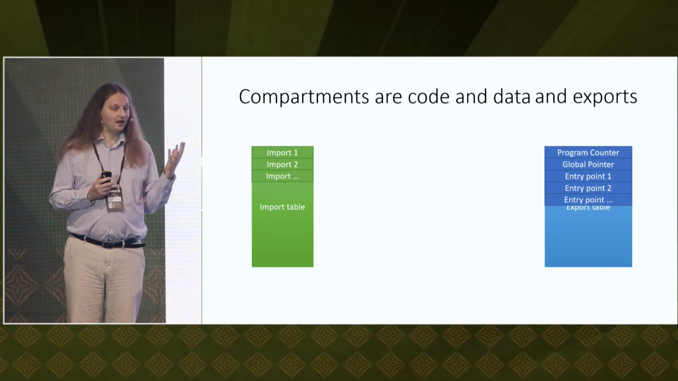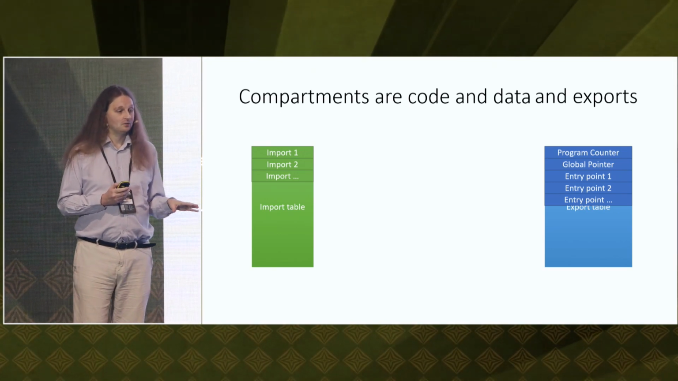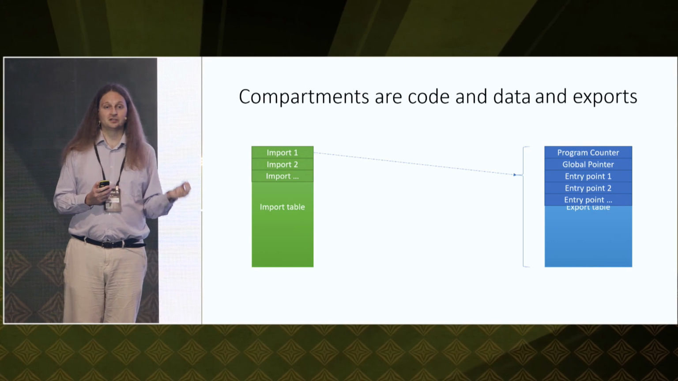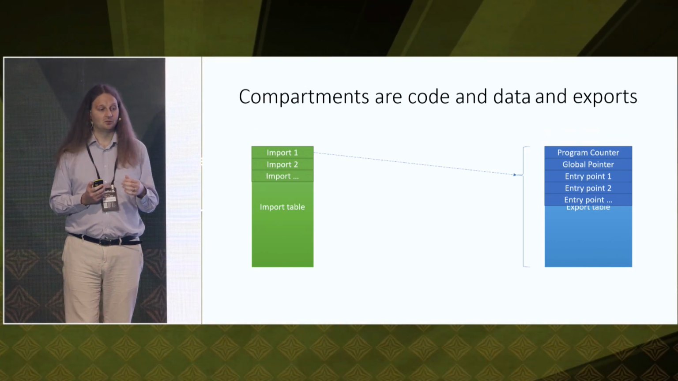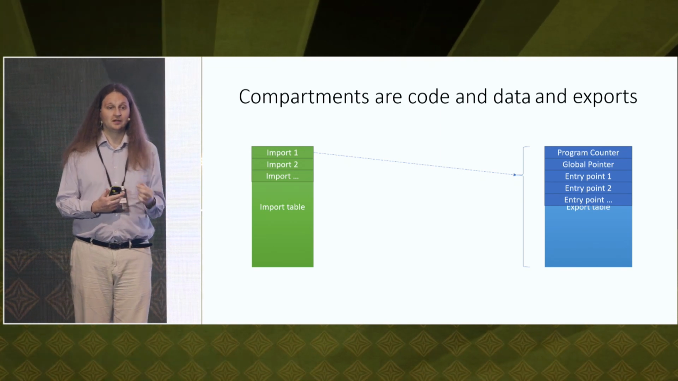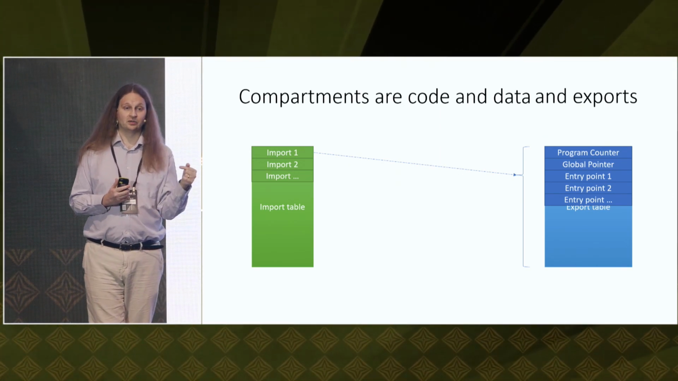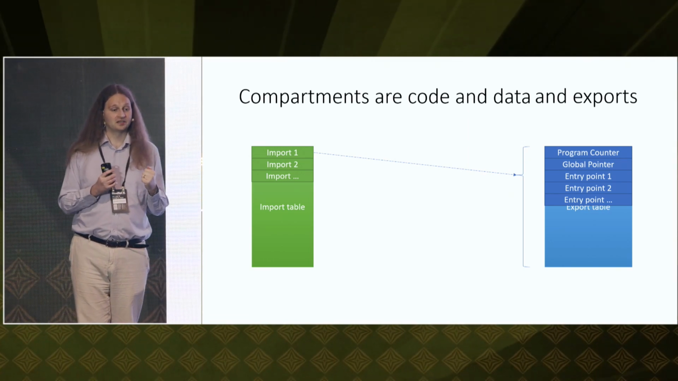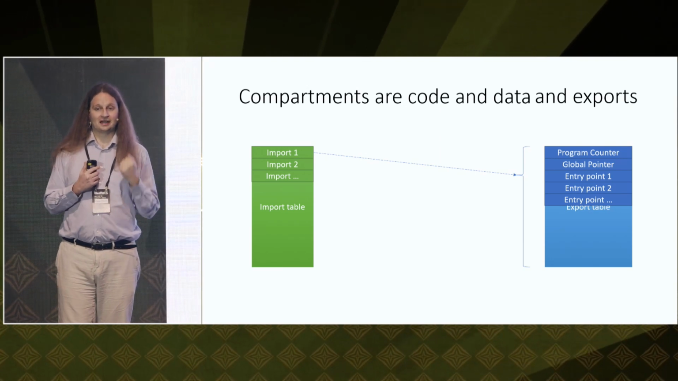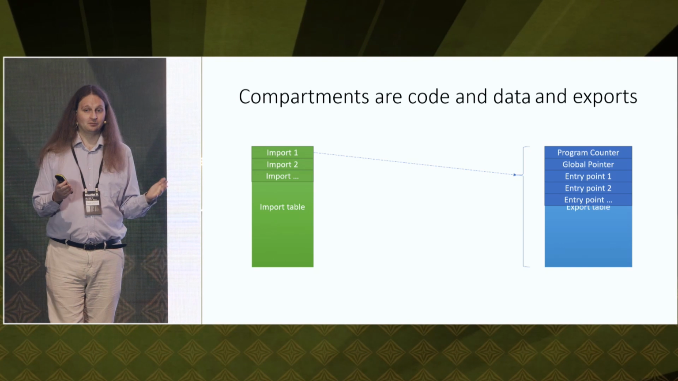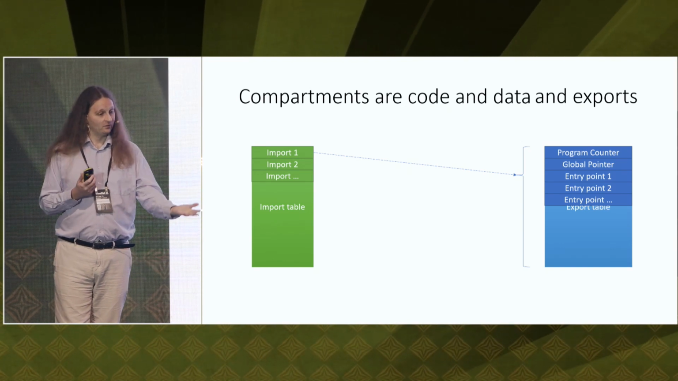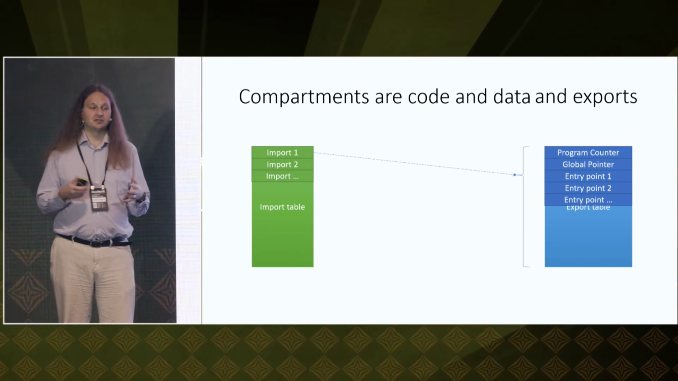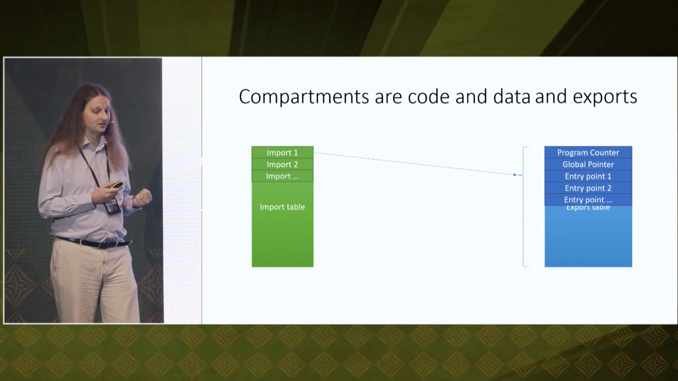And then on the other side, we have entries in the import table, which are sealed capabilities that refer to another compartment's export table. So these have the bounds of the export table, they have the address of a particular entry point entry, and they're sealed, which means that the compartment that can load them can't actually look inside them. All it can do with them is hand them to the compartment switcher, which is then able to unseal them, find the start of the export table, load the program counter, load the global pointer, and handle that transition.